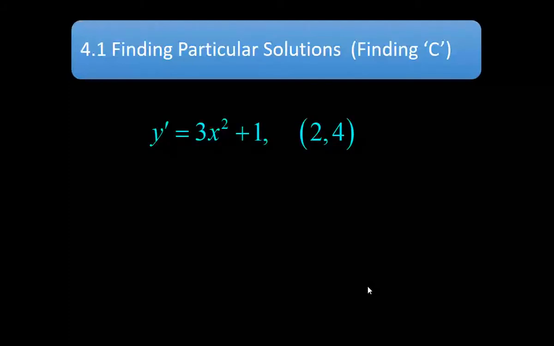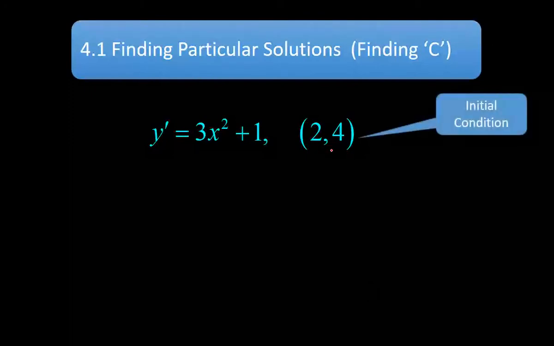We're going to start with a derivative and work backwards with our integration technique that we've learned of the power rule, raising the power by 1, dividing by the new power. But the thing that's going to be new now is that they're going to give us a point, an initial condition, so to speak. This initial condition will come into play to help us to solve for C.